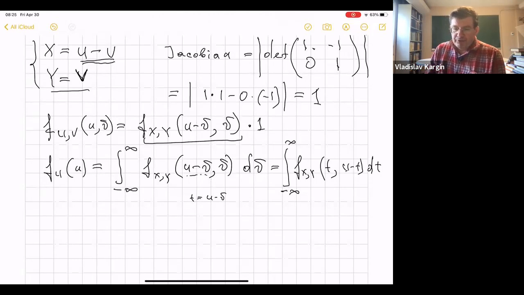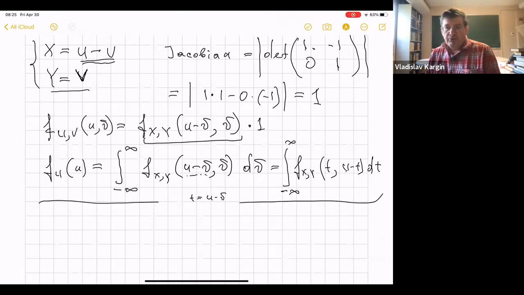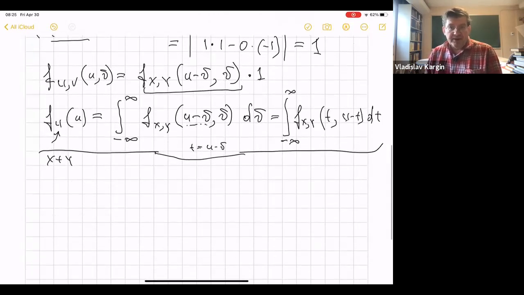So here's what we got. This is our formula for the marginal density, the density of the sum, where u is x plus y. But we can simplify it if we know that x and y are independent.